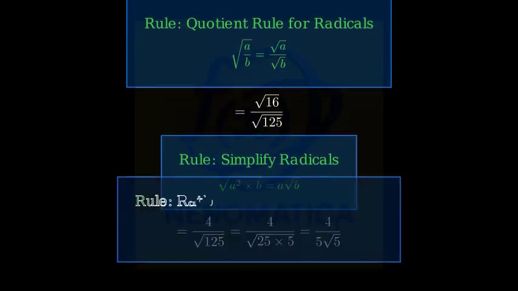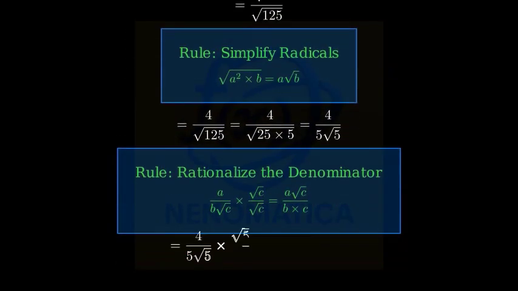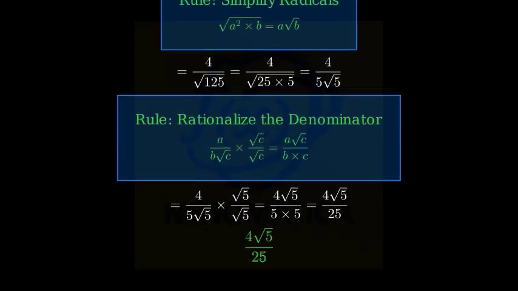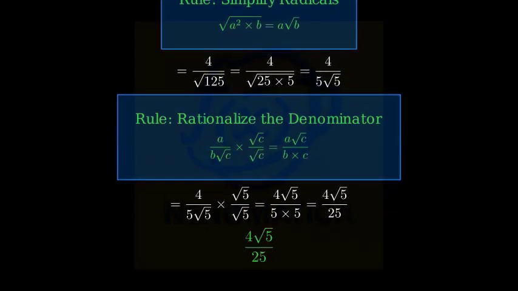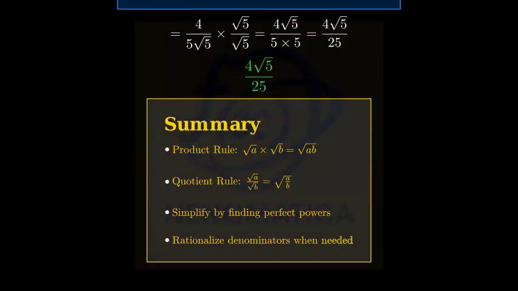Let's summarize what we've learned about simplifying radical expressions. We've covered several key rules and steps for simplifying radicals. First, the product rule allows us to break up or combine the products of radicals. Second, the quotient rule helps us rewrite fractions involving radicals. Third, we can simplify expressions by finding perfect square or perfect cube factors. Finally, we sometimes need to rationalize denominators by multiplying both the numerator and denominator by the same radical.